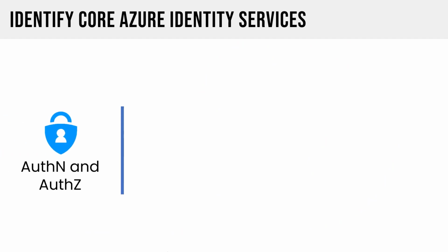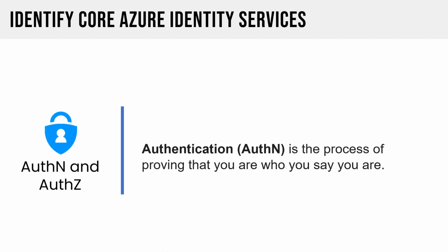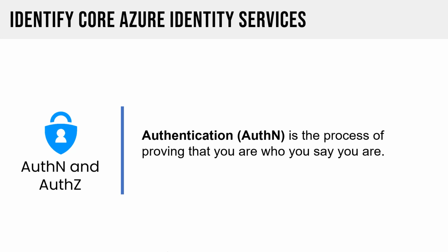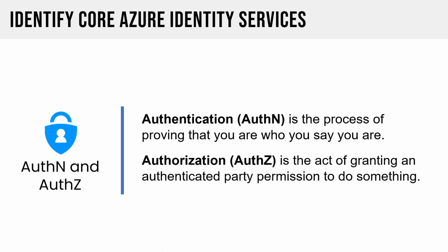So authN and authZ, so authentication and authorization. So authentication is the process of proving that you are who you say you are. And authorization is the act of granting an authenticated party permission to do something. So we have authentication, which is basically proving identity, and then authorization, which is the granting of access.